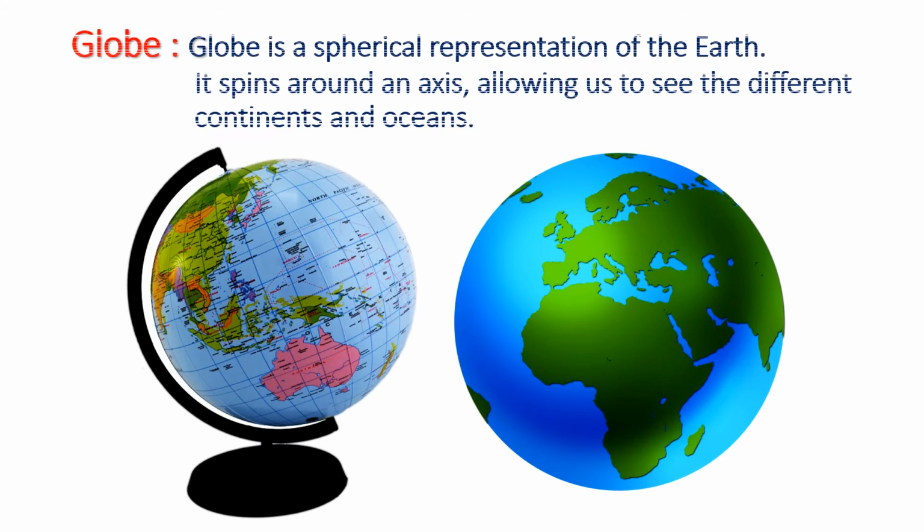This is our Earth and this is the globe. A globe is a spherical representation of the Earth. It spins around an axis, allowing us to see the different continents and oceans. It shows us the features of the Earth just the way they are, without stretching them out of shape.